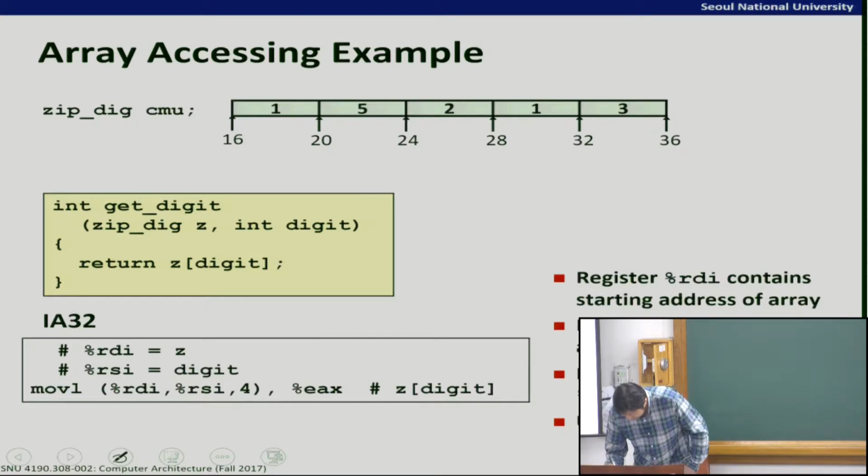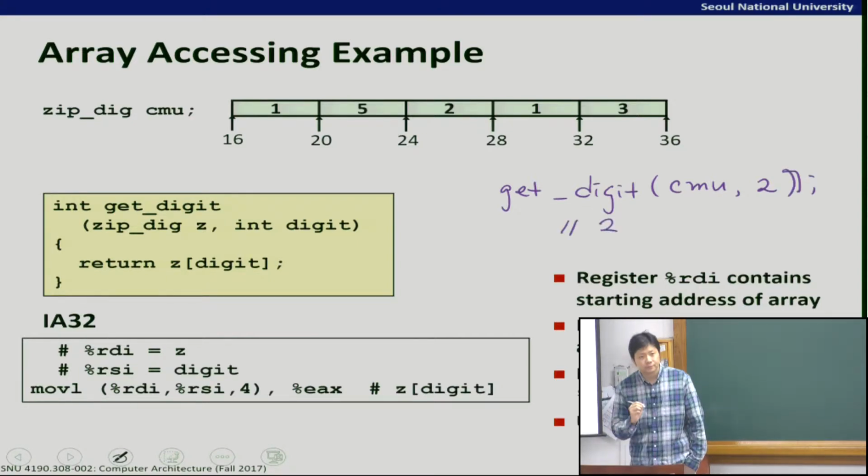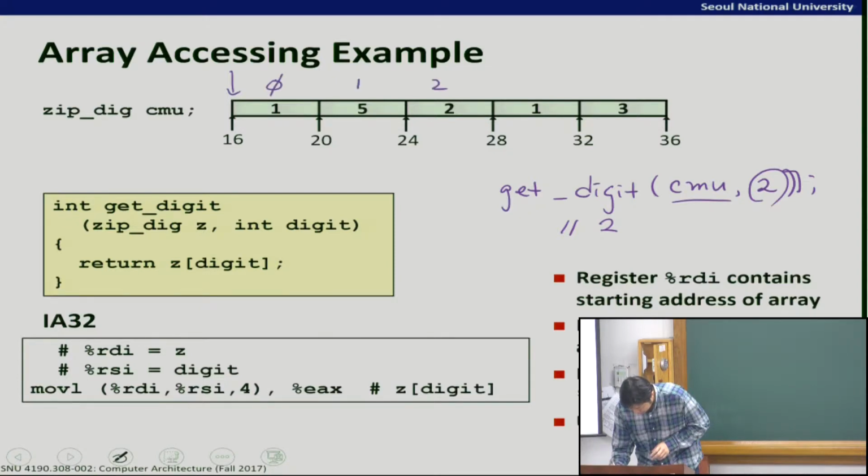So if you call get digit with CMU, and let's say the index is 2, then the return value will be 2. Because this sends the starting address of this array as the first argument, and 2 as the second argument. This location, array elements 0, 1, 2, 3, 4, basically returns the value of CMU 2.